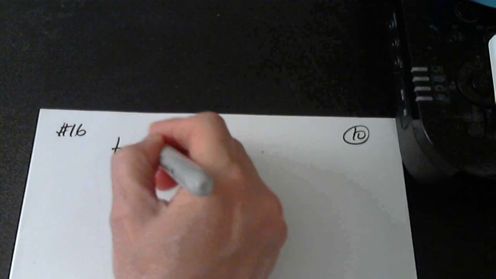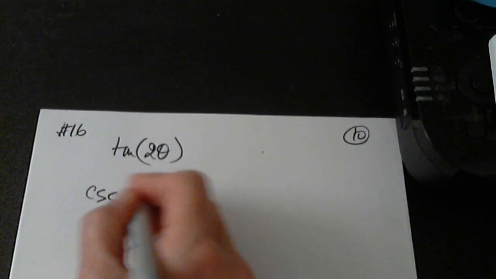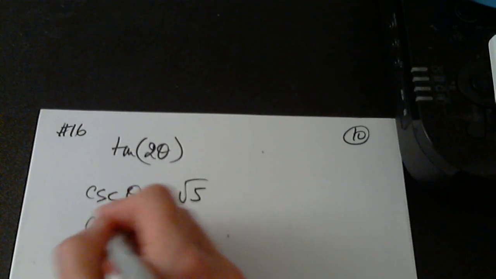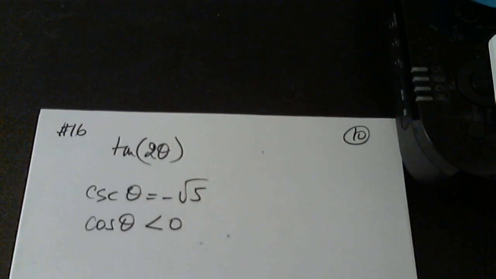Perfect. So we want to look at 16, and we want to determine tangent twice theta. And we're given cosecant theta equals negative the square root of 5. And they're telling us that cosine theta is less than 0. Perfect.